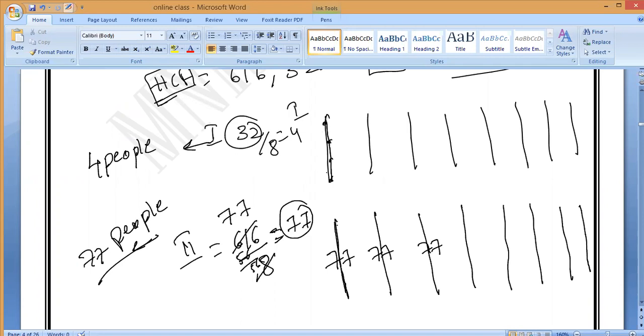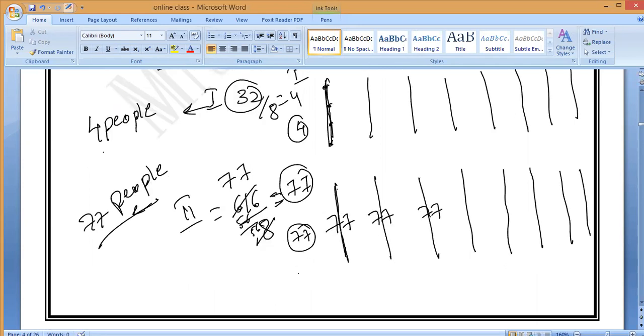Can you count now? Please tell me. Each column, how many members? First group 4 members, and second group 77. Total, how many members? 77 plus 4. Do you understand? Total each column has 77 plus 4, 81 members.